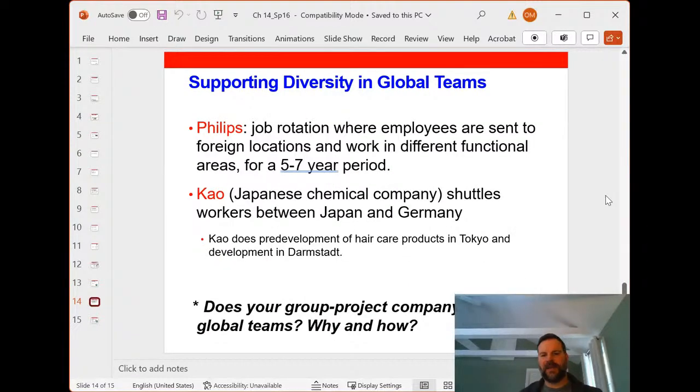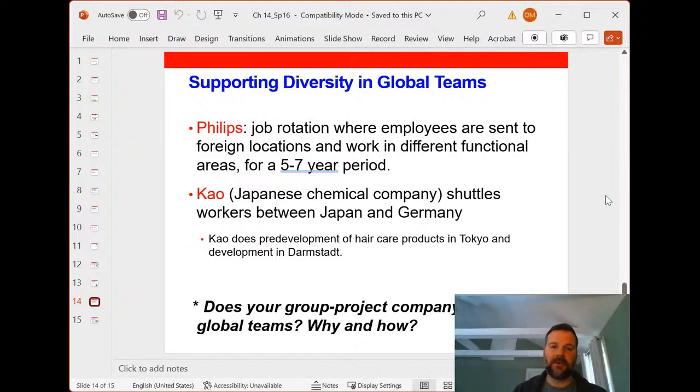So how do companies handle this? How do they handle the fact that they want to have customers all around the world? They want products that are appealing to customers all around the world, but that means it's going to be more complex. Well, Philips, one thing they've done is have a rotation where employees are sent to foreign locations and work in different functional areas for a 5 to 7 year period. I mean, that's a pretty extreme one, right? But that's a great way to really get a good appreciation for everyday differences in different parts of the world.